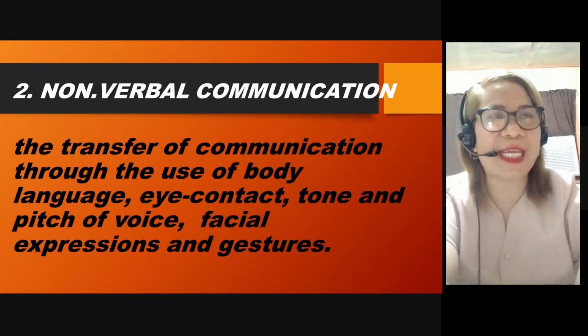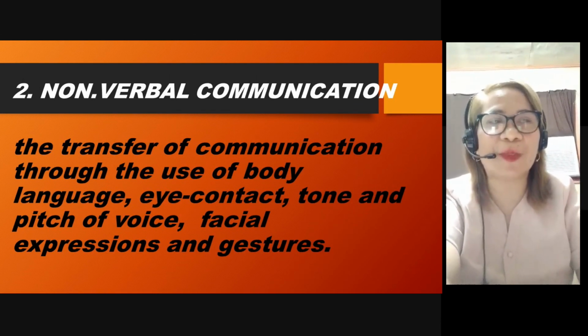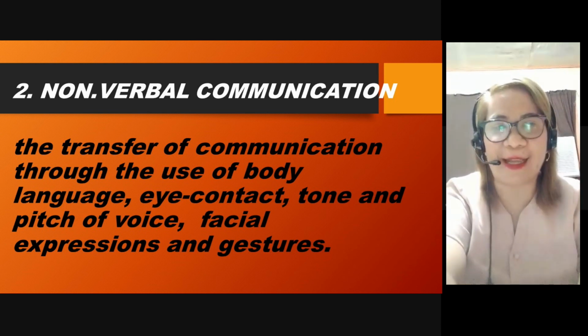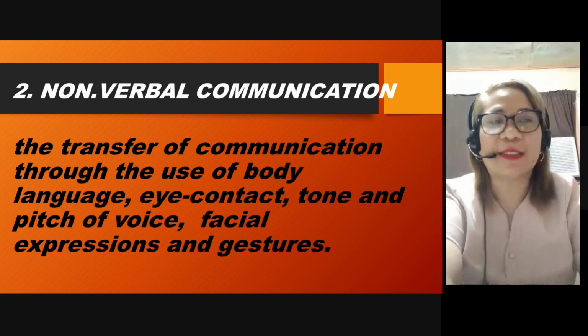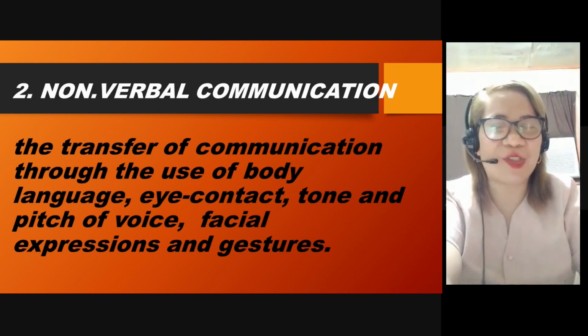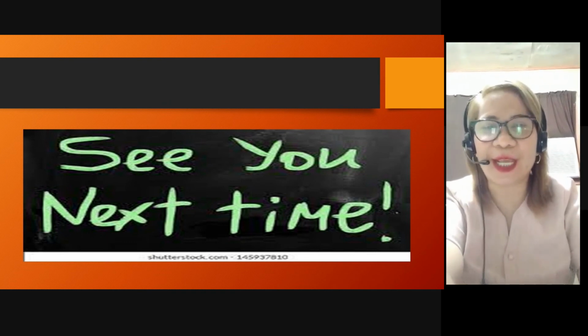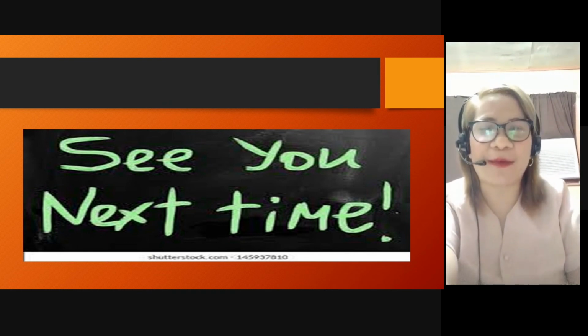Then the other one is non-verbal communication. This is the transfer of communication through the use of body language, eye contact, tone and pitch of voice, facial expressions, and gestures.